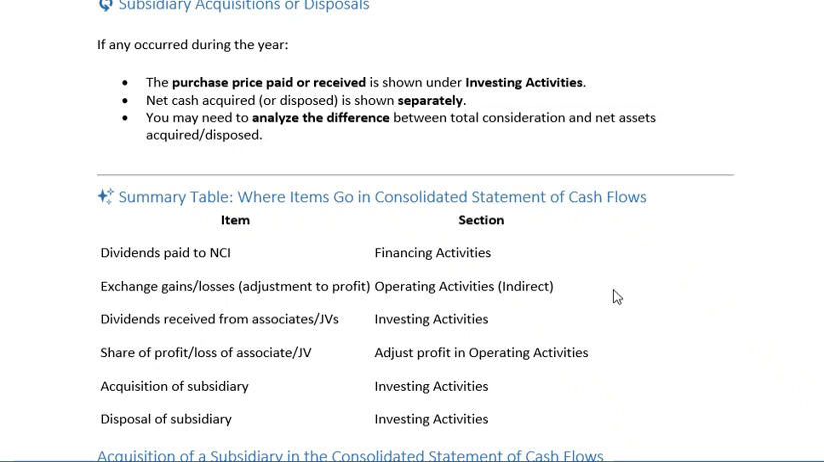Dividend received from associates is an investing activity. I don't understand how dividend paid is under operating activity. Is it not financing activities? Dividend paid, is it under operating activities or under financing activities?